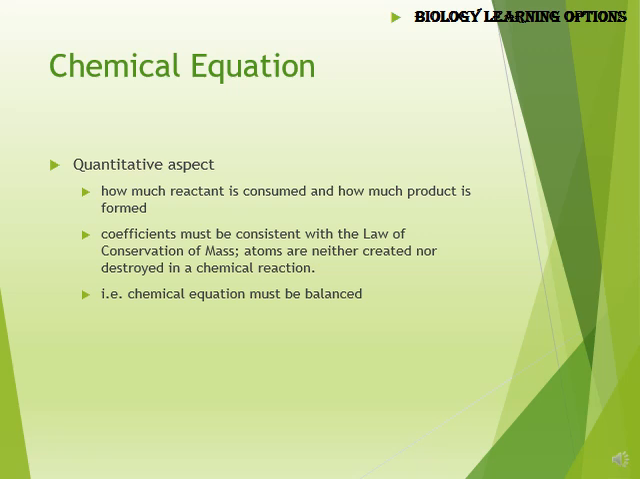We will see this in detail. As we are discussing the quantitative aspect, first of all we have to see how much reactant is consumed in the particular equation and how much product is formed. Then coefficients must be consistent with the law of conservation of mass. Atoms are neither created nor destroyed in a chemical reaction. For example, the chemical equation must be balanced: CH4 plus 2O2 into 2H2O plus CO2.